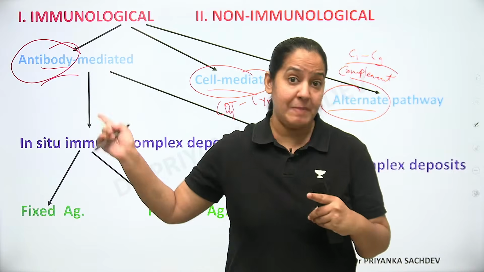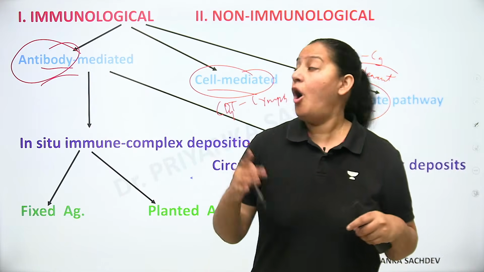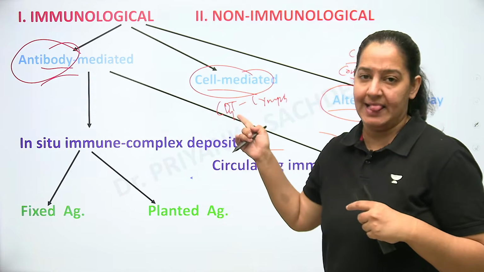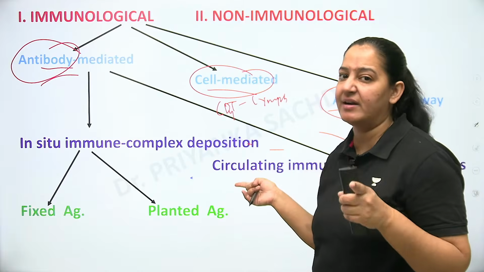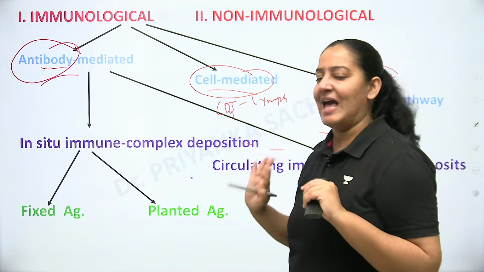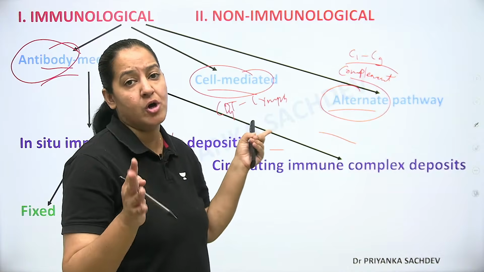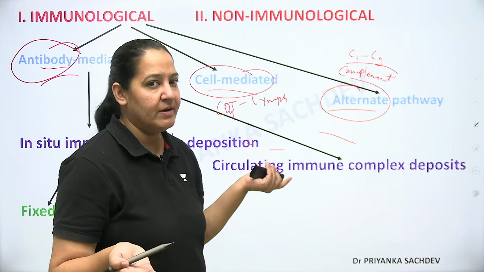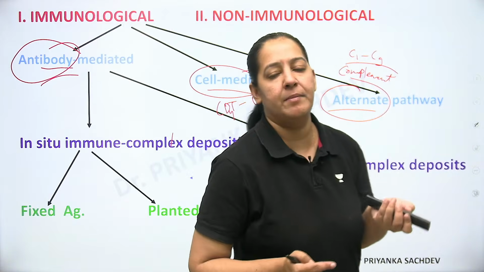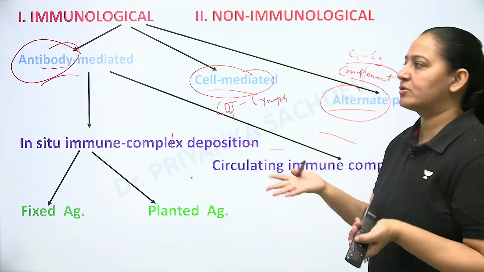Either the injury is caused by antibody, humoral immunity, or the injury is caused by the cell. By cell, I mean T lymphocyte, killer T cell, CD4 T cell. That is known as cell mediated injury. And the third one is the alternate pathway, in which the injury is caused by the complement. C1 to C9, nine complements are present in the human blood. You may be knowing that. So who is causing the injury?